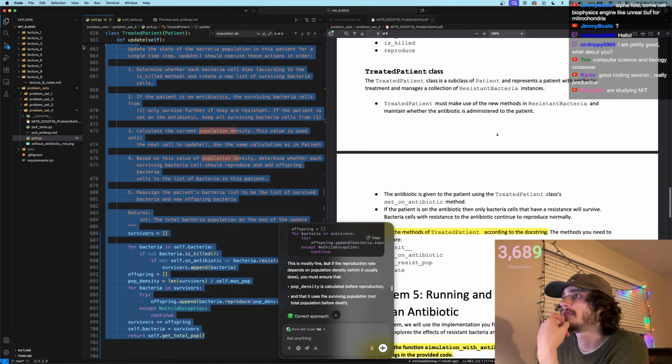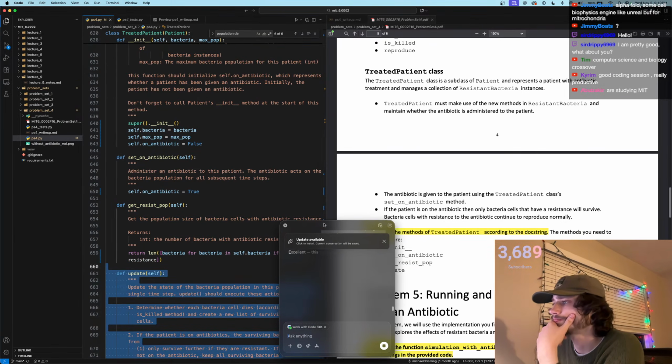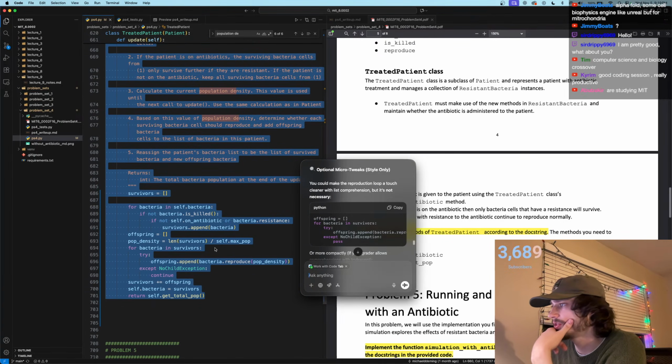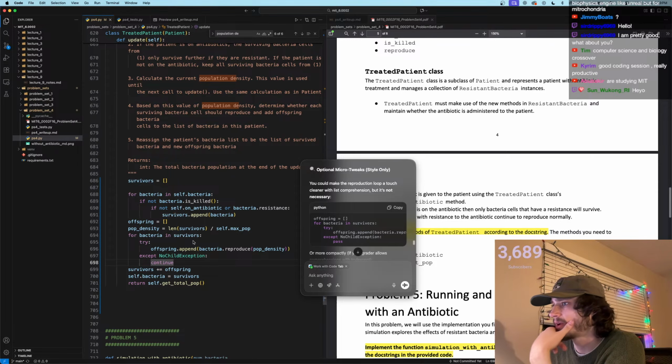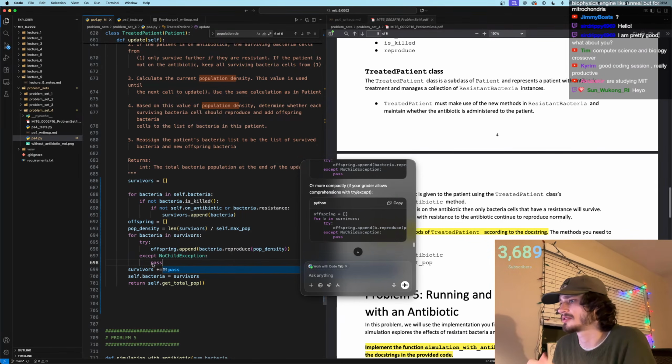Okay, so let me take my new function here. I think that'll probably do it. You can make the reproduction loop a little cleaner by doing this. For bacterium survivors, try... it wants us to pass. Just handle it silently and pass.